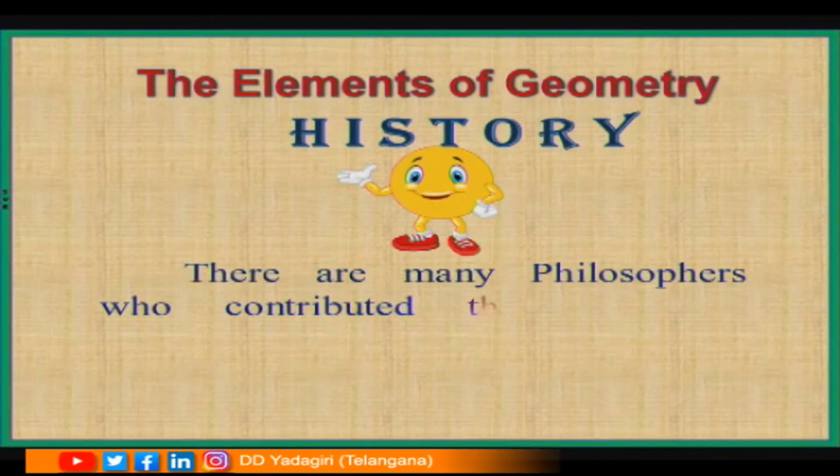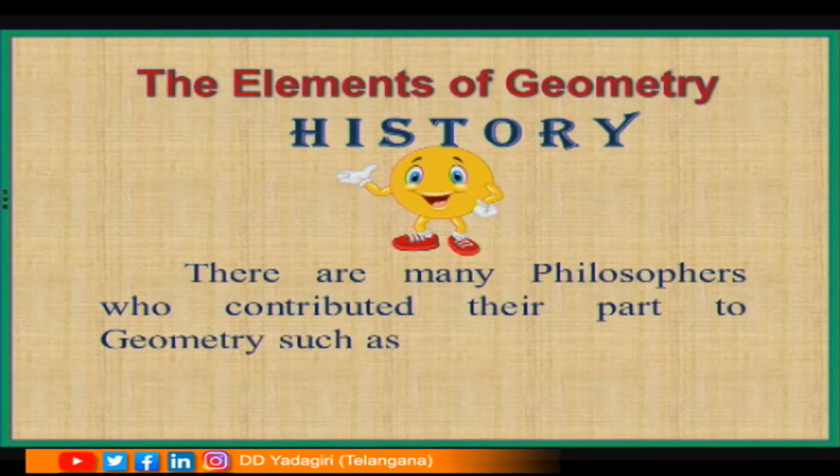Now, there are many philosophers who contributed their part to geometry. That means, in those days people used to do research and come to a conclusion after many examples, and with those examples they were able to give us clarification of what is what and what a rule can be. And now, let us see the people who have tried to give us the explanation.